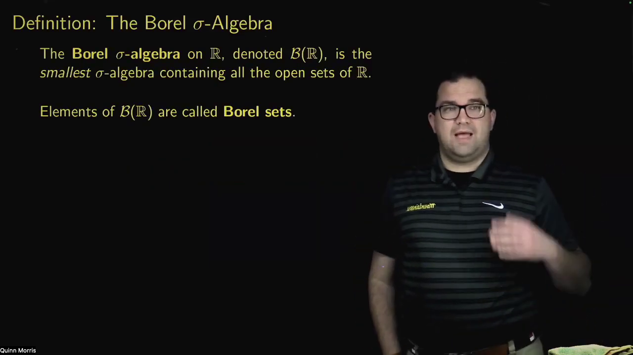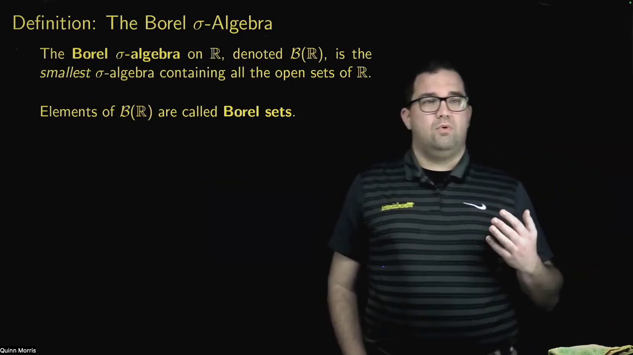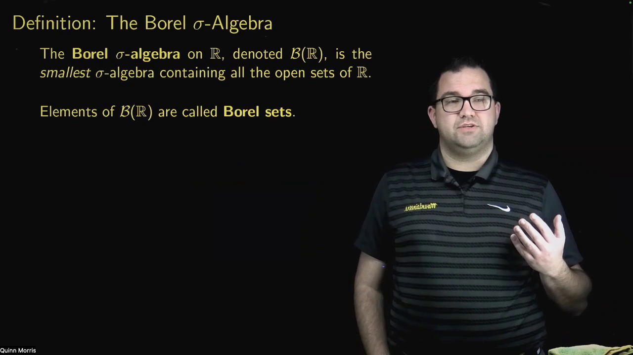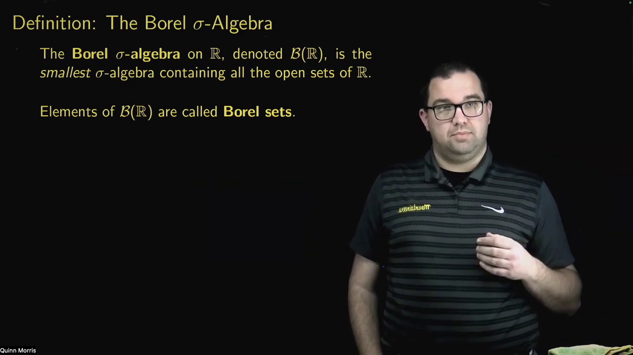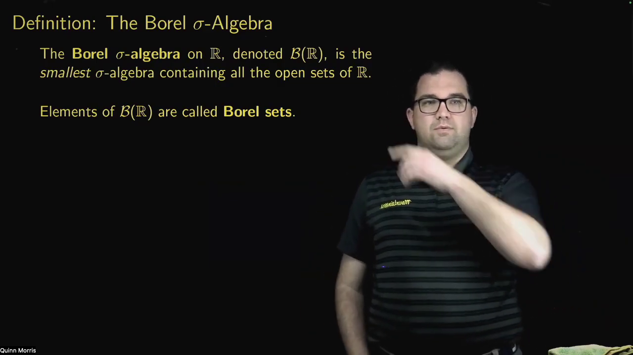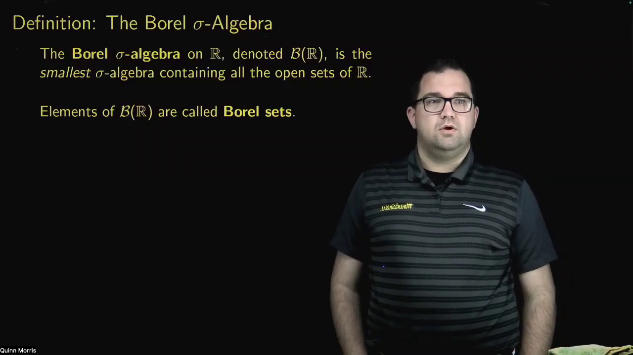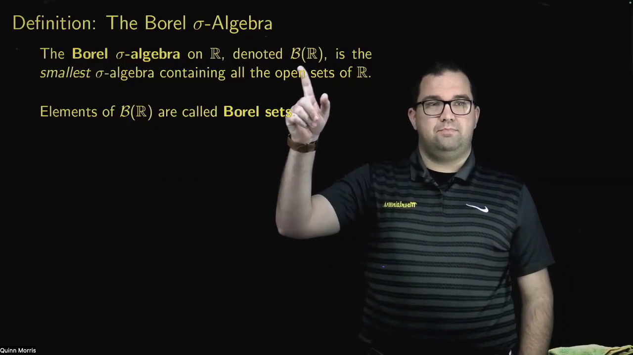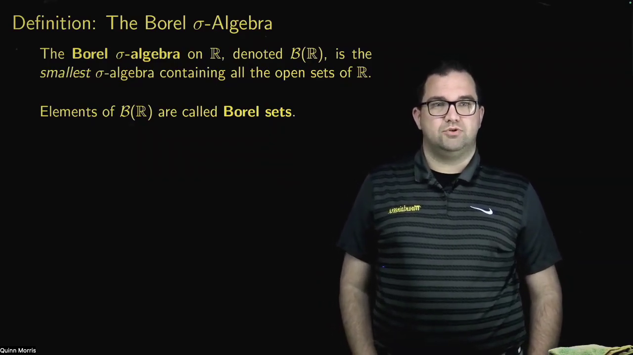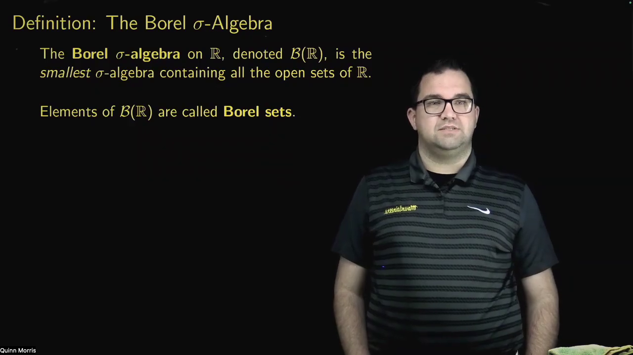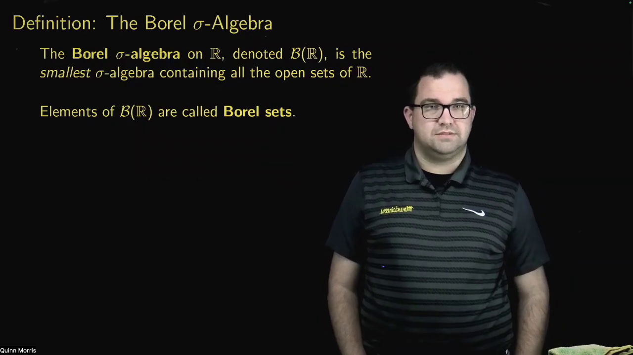So to begin, recall from last time we discussed sigma algebras. A sigma algebra was a collection of subsets of R which were closed under countable unions and complements. So in this video, we want to start by looking at the Borel sigma algebra. This is denoted with this script B of R, and it is the smallest sigma algebra containing all of the open sets of R. And elements of this sigma algebra are called Borel sets.